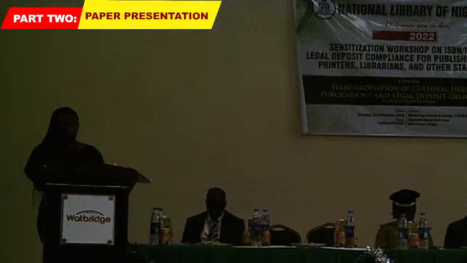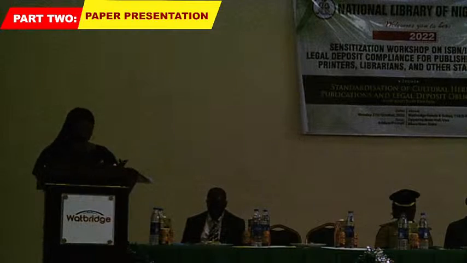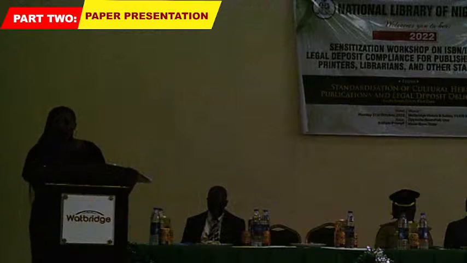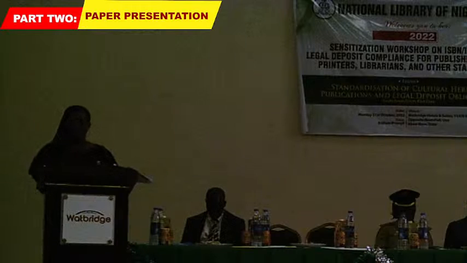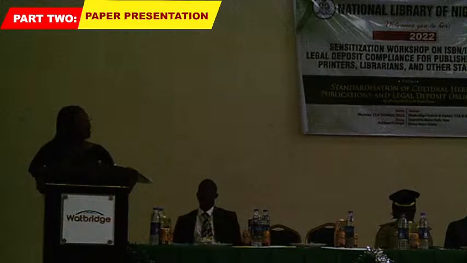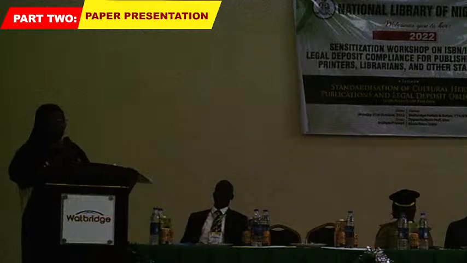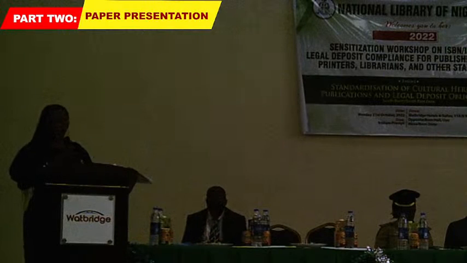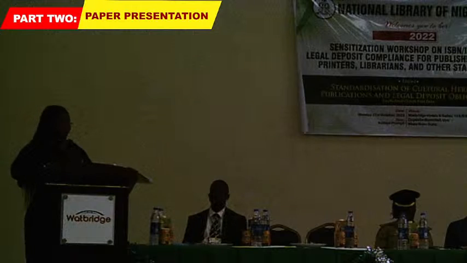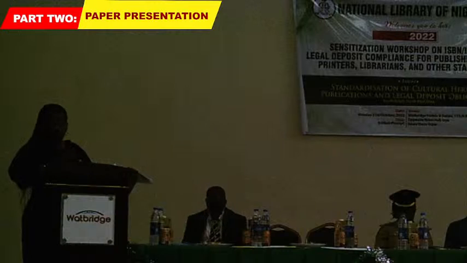Who should deposit? I know our previous speaker, the prof, talked about who to deposit. We have 3 categories as stated in the Act. We have category 1, private and commercial publishers. We have category 2, state government, its ministries, parastatals, and agencies. We have the 3rd one, the federal government, its ministries, and parastatals. Next slide, please.